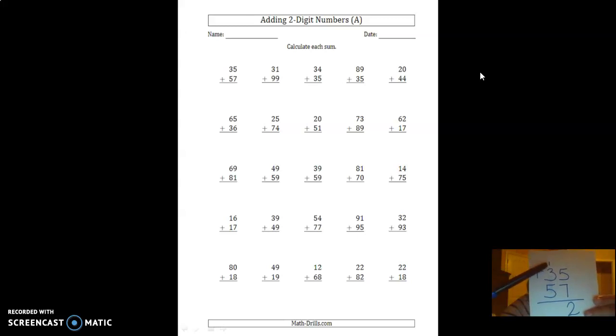So, we're going to carry the 1 up here, and you're going to put the 2 down here. Okay, because you can't put 12 here. So 5 plus 7 equals 12. So you put the 2, you carry the 1. So now we're going to add 1 plus 3 plus 5. So 1 plus 3, 4, plus 5, 9. So you're going to put the 9. So your answer is going to be 92.